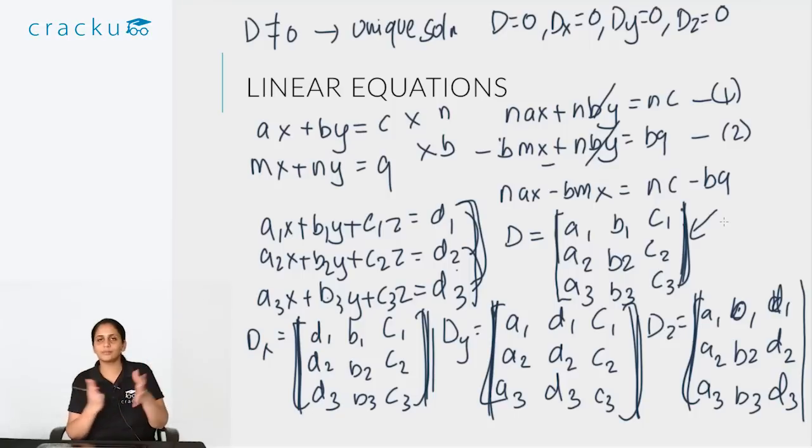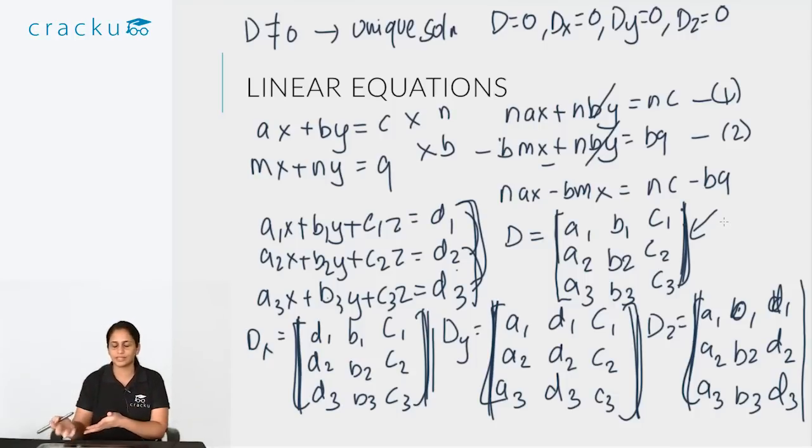Now if two lines are parallel to each other, if they have the same slope, either they will be coincident or they will be parallel to each other. If they are parallel to each other, then there will be no solution. If they are coincident to each other, they will have infinitely many solutions, because all points on that line will be a solution which satisfies the given equation.